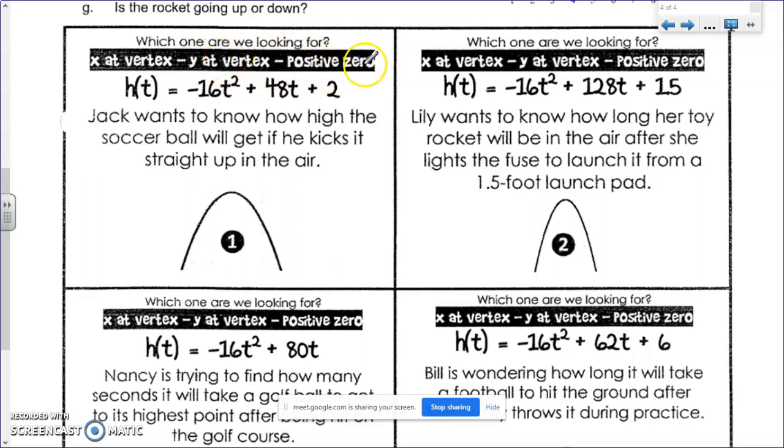Or it's talking about the 0. So read the problem and tell me which one you think it is. One of those 3 options. Does everybody understand what 3 options I'm talking about? X at the vertex, Y, see them right here in that black, or positive 0. So read the problems and decide, and then we're going to talk about it. You have to read the problem, then you pick which one it is based on the problem.